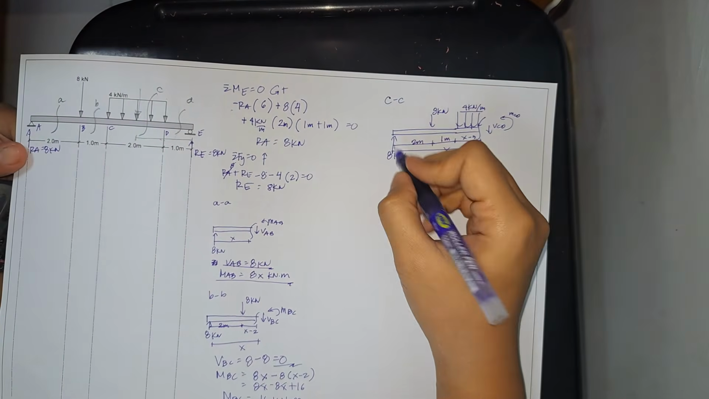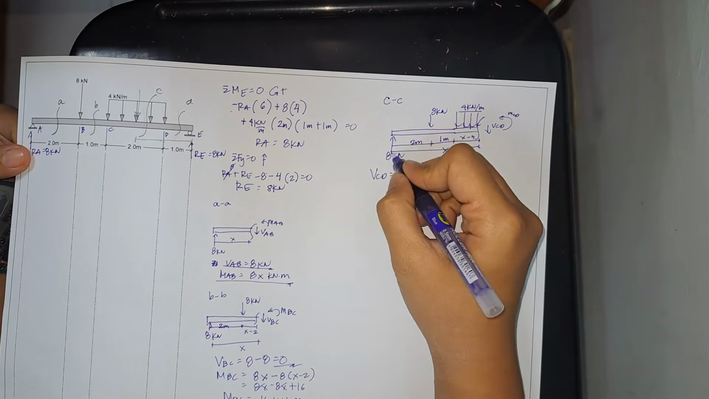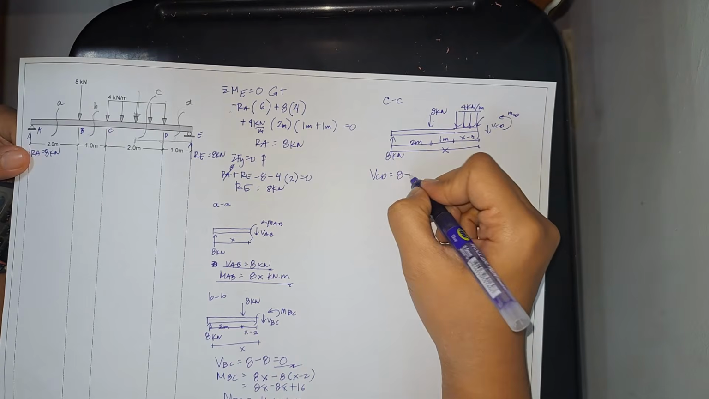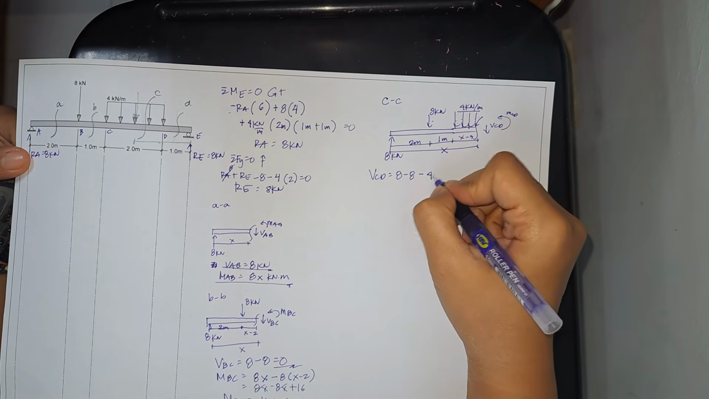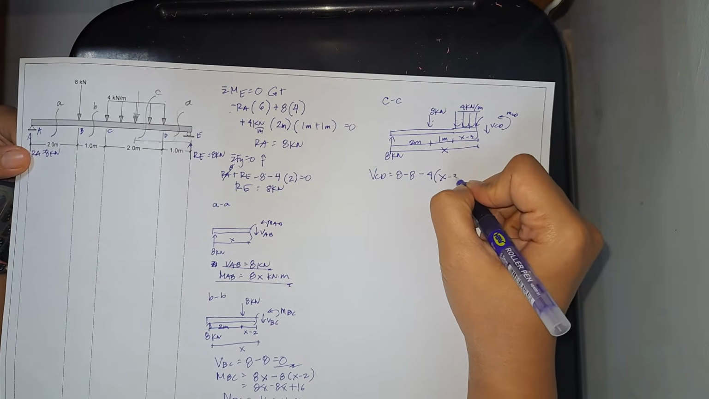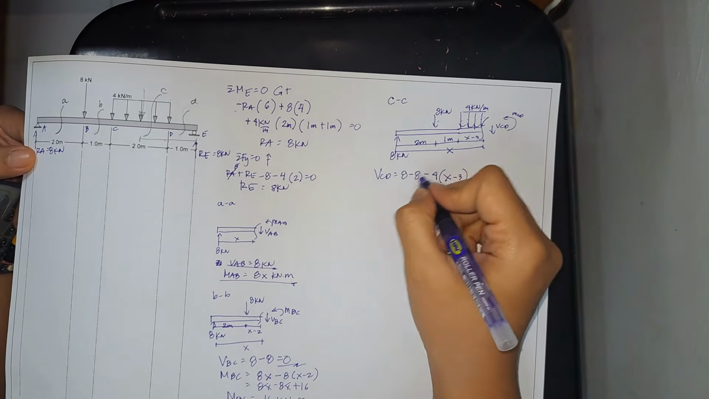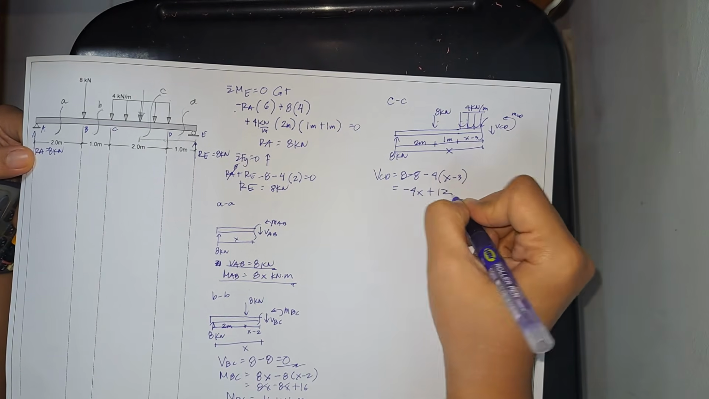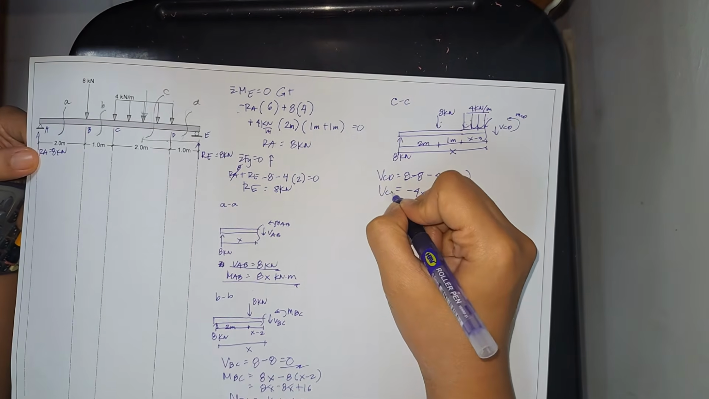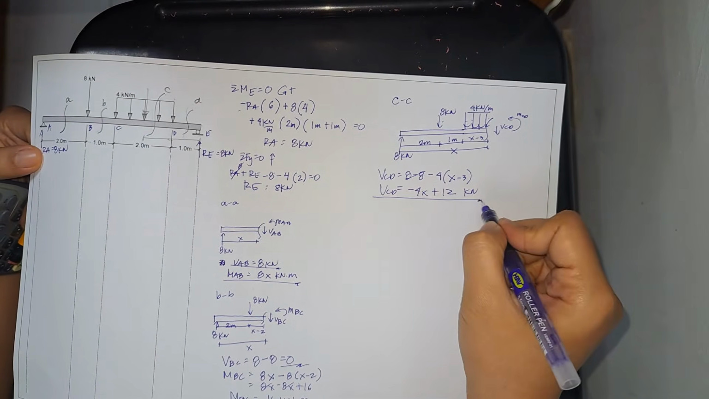So the shear at CD is equal to 8 minus 8, then we have minus 4 times x minus 3. Let's simplify. We are left with negative 4x plus 12 kilonewton. So that is the shear at segment CD.